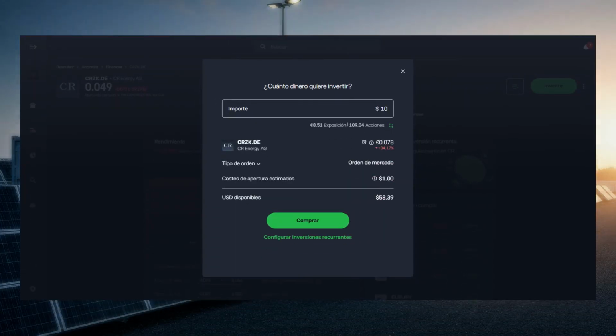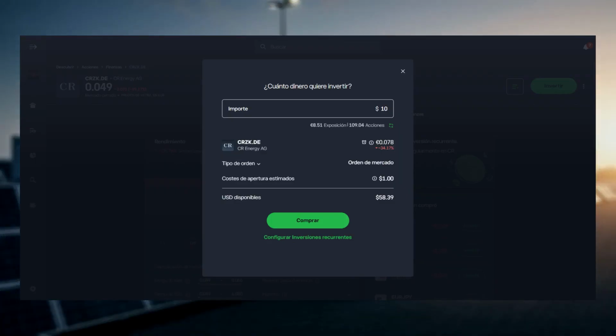To invest, click Invest, enter the amount you want to allocate, review fees and order details, then confirm the trade. If the market is closed, the order may execute at the next session, and the platform will ask you to add funds if your balance is insufficient.